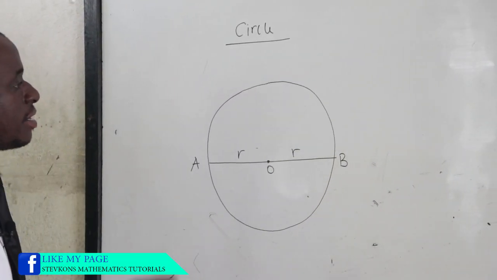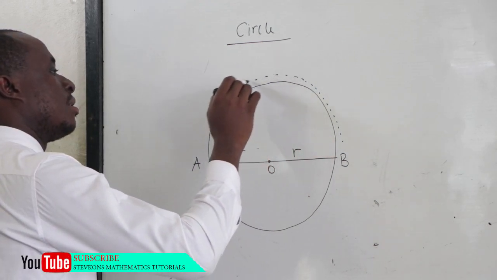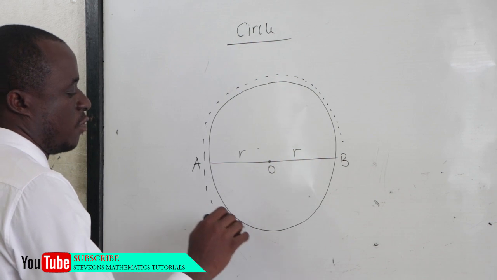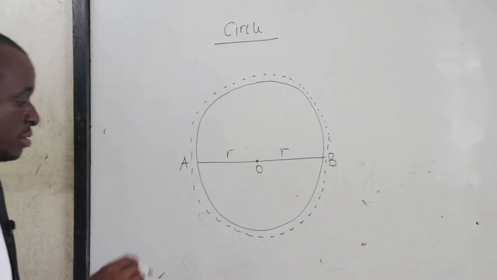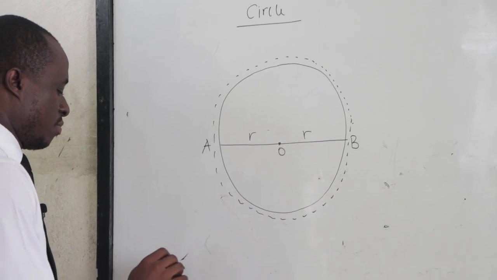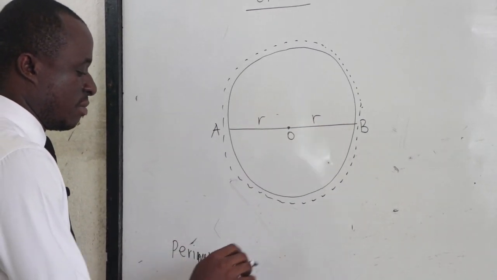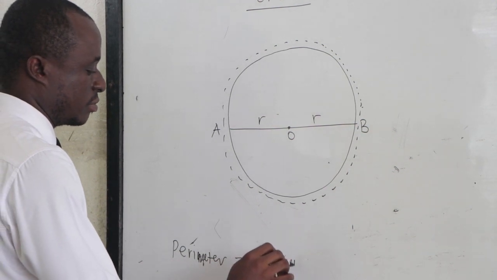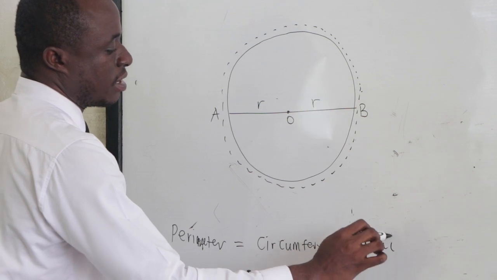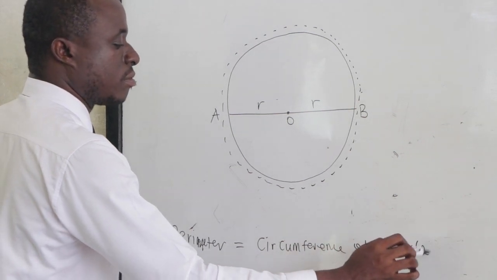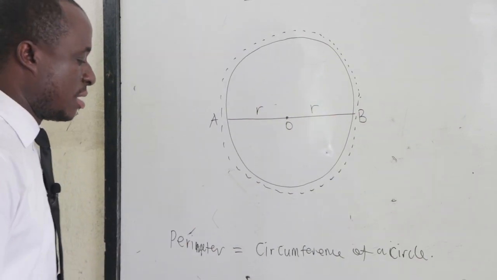Now the distance around a circle is called the circumference of the circle. So perimeter of a circle is the same as circumference of a circle, and that is the distance around the circle.